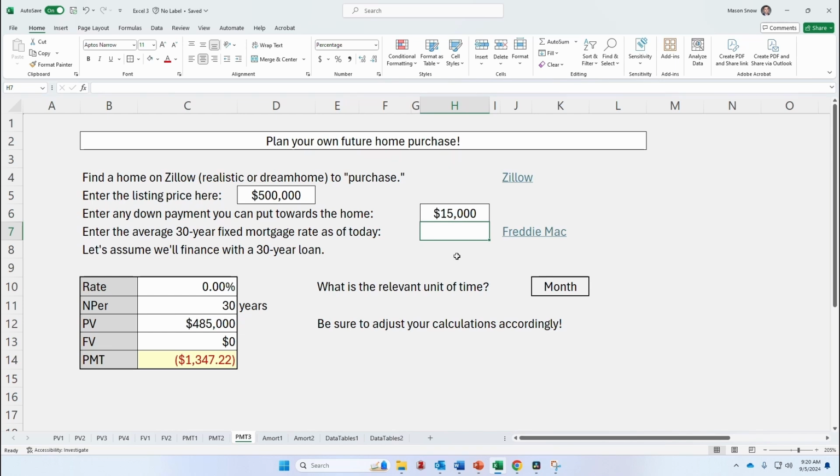Lastly, type in a reasonable 30-year interest rate on a fixed mortgage. You can find today's average on this Freddie Mac link I've put to the side here. I'm going to put 6.5%. Once you type in these parameters, the formulas I've constructed will automatically update to show you the combined principal and interest components of your expected mortgage payment. So please, I invite you to take this seriously and try it out. We'll be referring to these numbers in the next video.